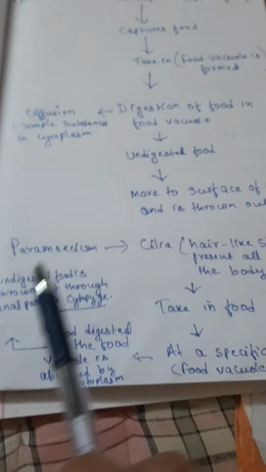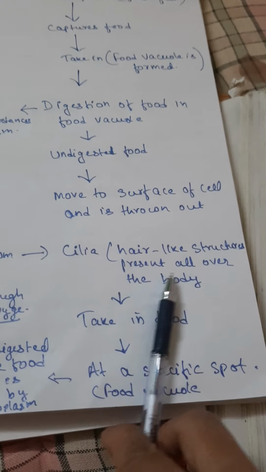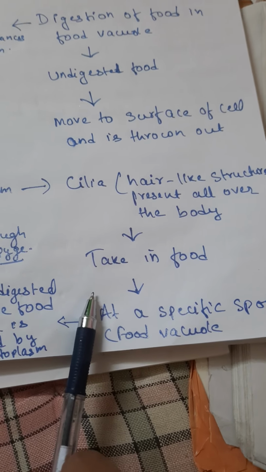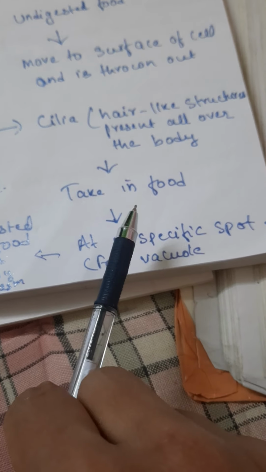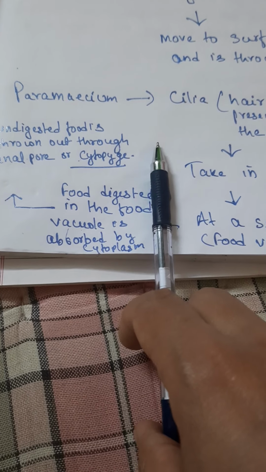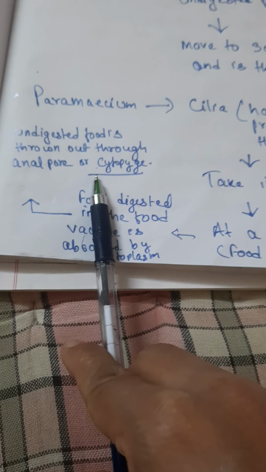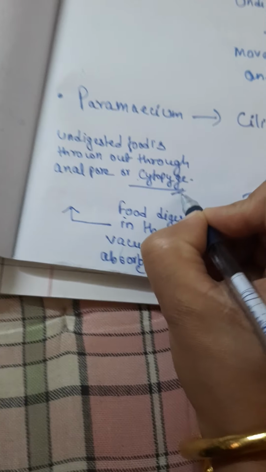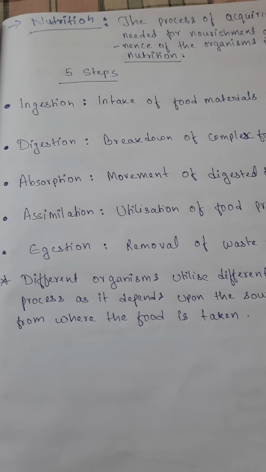And next in Paramecium, we can see Paramecium with the help of cilia. It is a hair-like structure present all over the body of Paramecium. It captures the food, and from the specific place where the food is captured, a food vacuole is formed. Then the digested food is supplied to all parts of the body, and the undigested food is thrown out through an anal pore, called cytopyge. Now that was about the unicellular organisms.